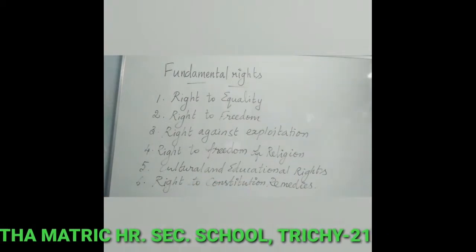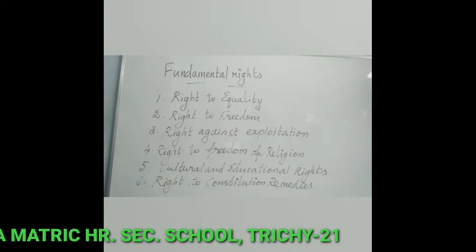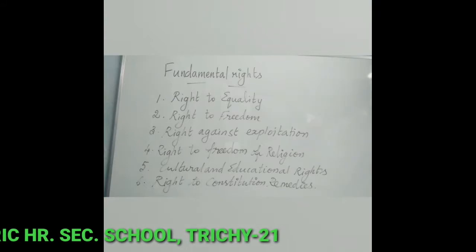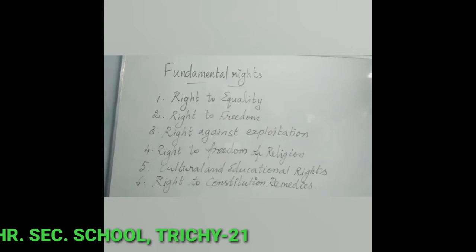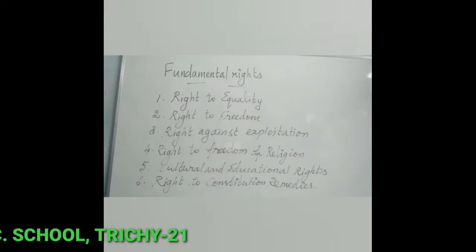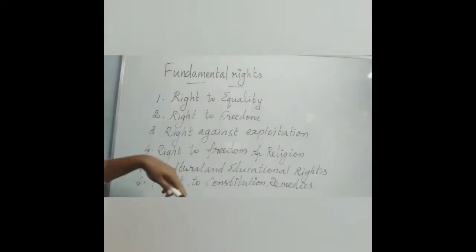Each and every person needs to get compulsory education up to the age of 14. Compulsory, we can get the education. For example, SSA, Sarva Shiksha Abhiyan, is also a very important example for this law, cultural and educational rights. Then at last, right to constitutional remedies. So these are the fundamental rights of citizens of India.